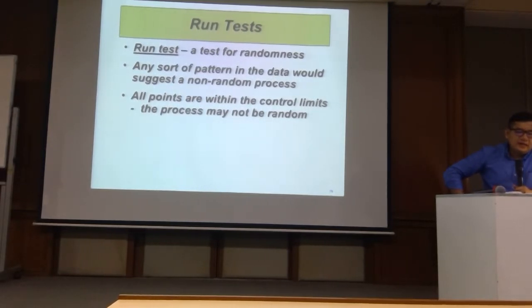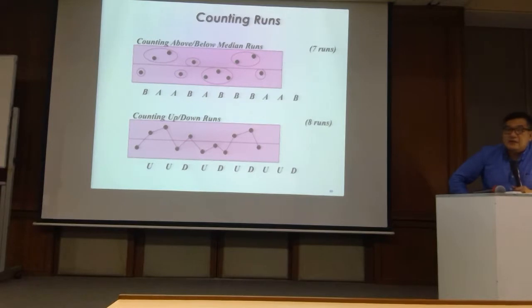Okay. And it's evaluated based on the number of runs. There are several ways of counting the number of runs, based on the type of run that you want to count. Generally, we have two types: counting the runs by using above and below, and counting the runs by using up and down.